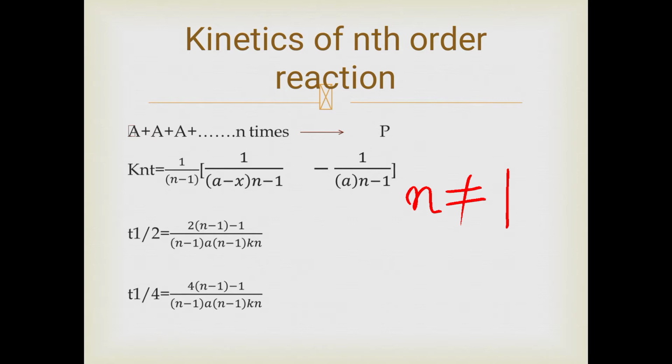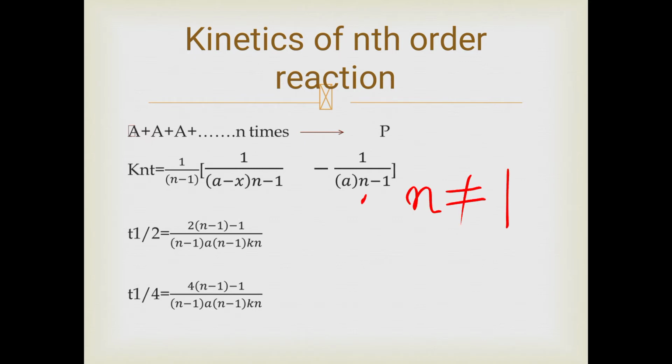You can use it for zero order, you can use it for second order, you can use it for third order and so on. But you cannot use it for 1. That's it. You need to remember. Make sure that you learn these formulas. n minus 1 times K T is equal to 1 upon n minus 1 bracket 1 upon (A minus X) raised to n minus 1 minus 1 upon A raised to n minus 1.